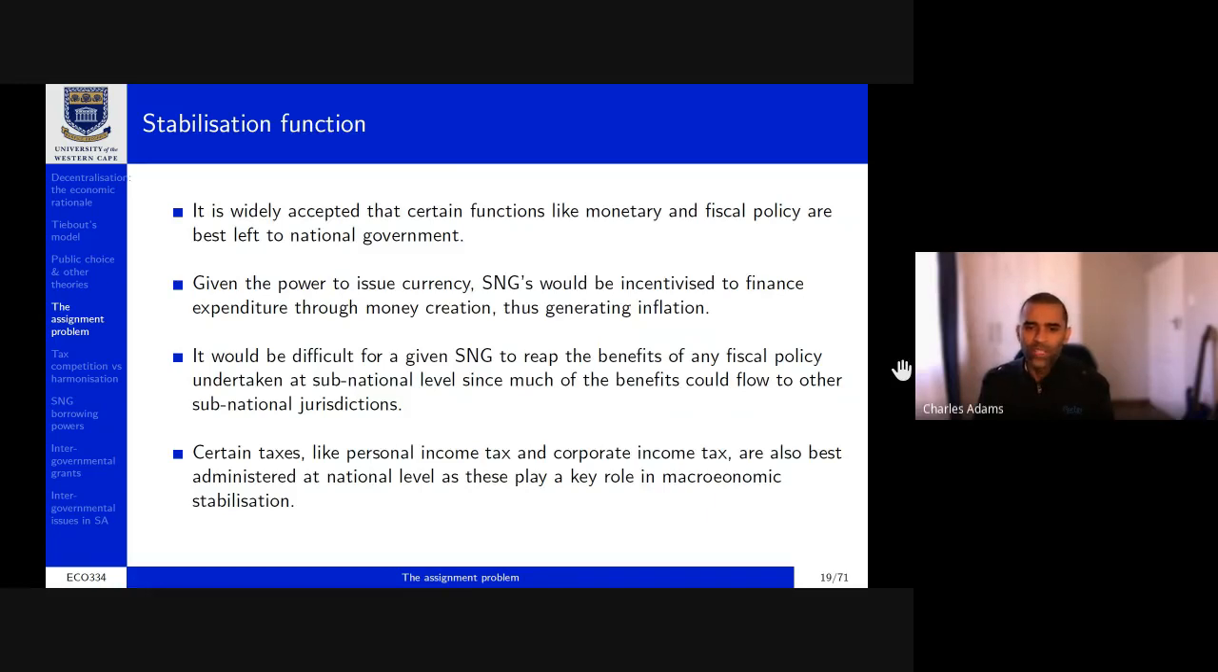Certain taxes like personal income tax and corporate income tax are also best administered at national level, as these play a key macroeconomic stabilization role. Some countries do have income taxes at the subnational government. So very often you have instances where there's a federal income tax that applies, and then in addition to that, you have a subnational income tax, right? So you pay income tax to national government, and then separately you pay income tax to your local jurisdiction, usually at the provincial level or state level.